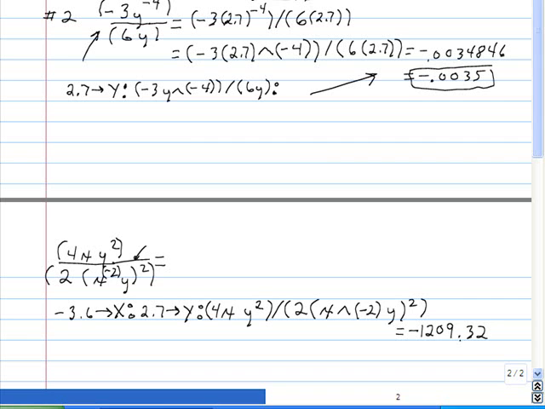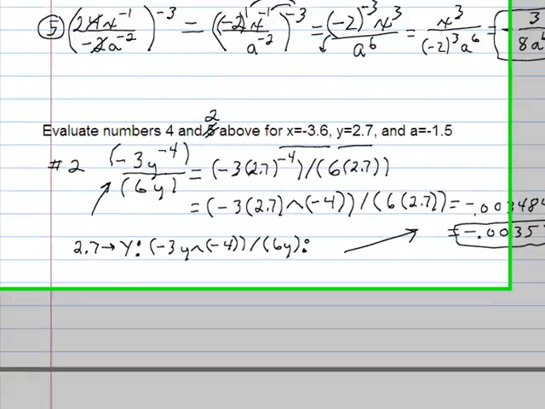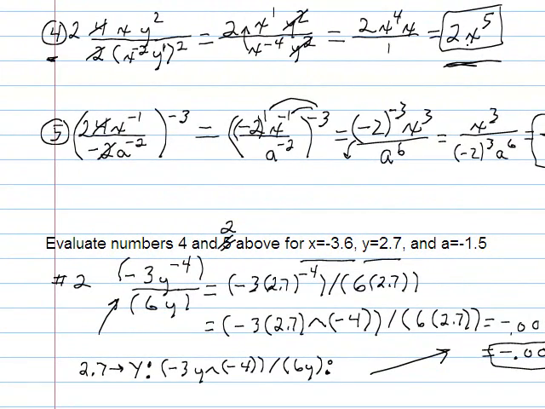Now remember, above we had simplified number 4. And after we got it simplified, all there was to it was x to the 5th. So if I do that by programming the home screen, right here is where we simplified number 4 earlier. We got 2x to the 5th.